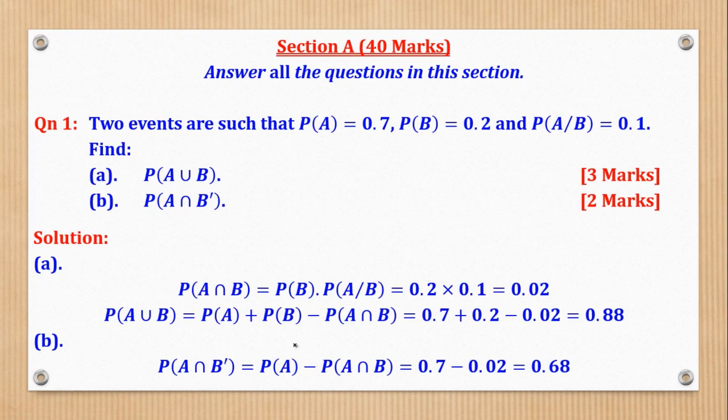So next is to substitute. Probability of A is 0.7 and A intersection B, you have already got it as 0.02. And with that we will get the answer as 0.68. So I think really the solution is brief, but all the marks will be got: 1 for this, 2 for this, and 2 for that.